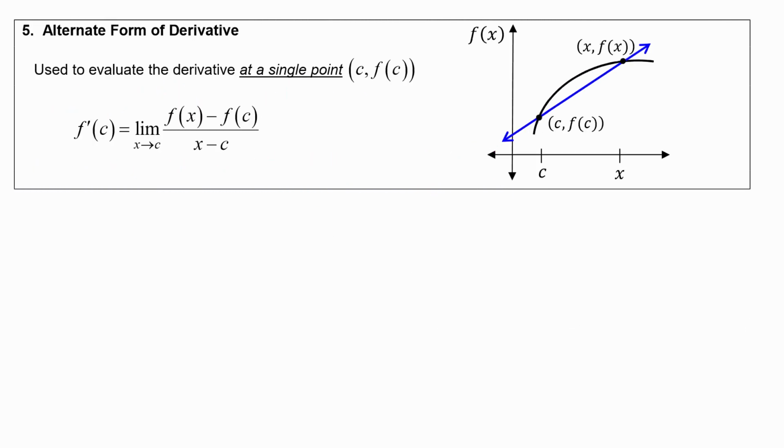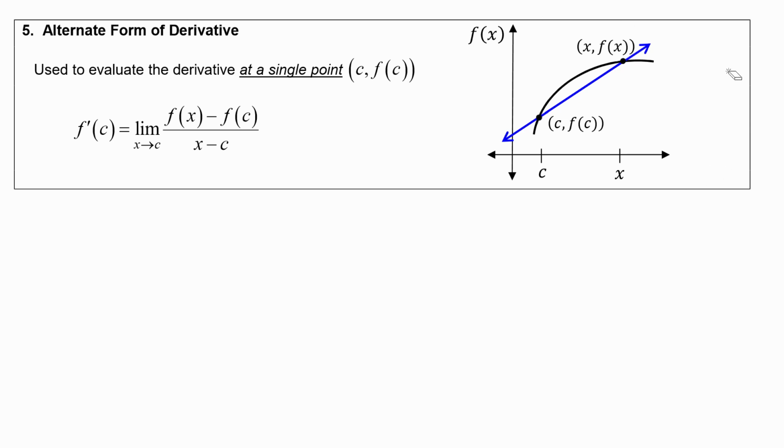There is an alternate form of the derivative used to evaluate the derivative at a single point, c, f of c. So if we know the exact point at which we want to evaluate the derivative, we can use this alternate form, which is f prime of c equals the limit as x approaches c of f of x minus f of c over the quantity x minus c.